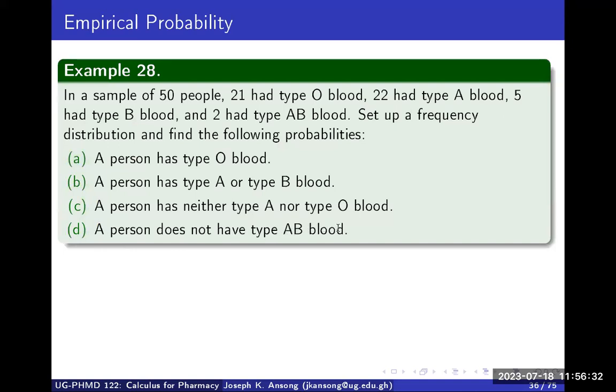Well, if they don't have type AB, then they have the other ones, right? They either have A or B or O. So you can add all of those up. The probabilities are going to give you this. Or the easier way actually is to find the probability that the person has AB and subtract it from 1. Okay, because you are looking for the complement of AB.